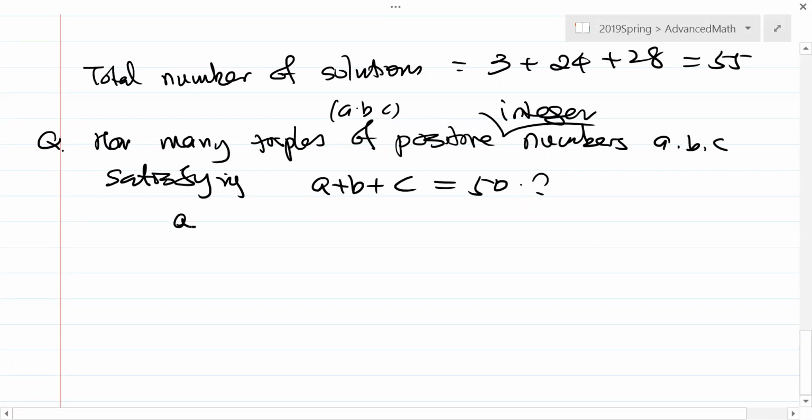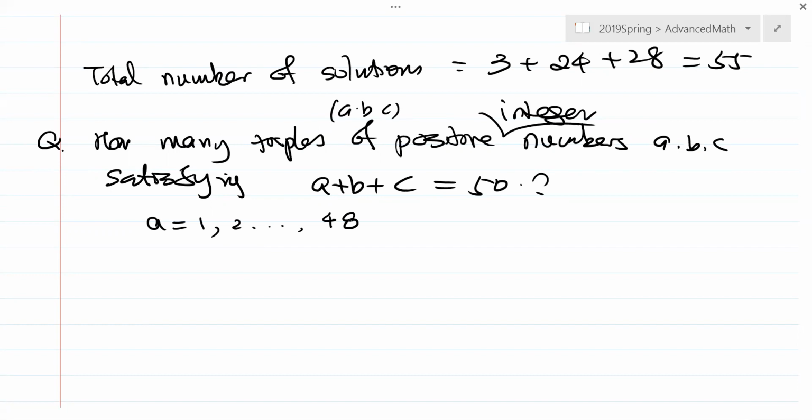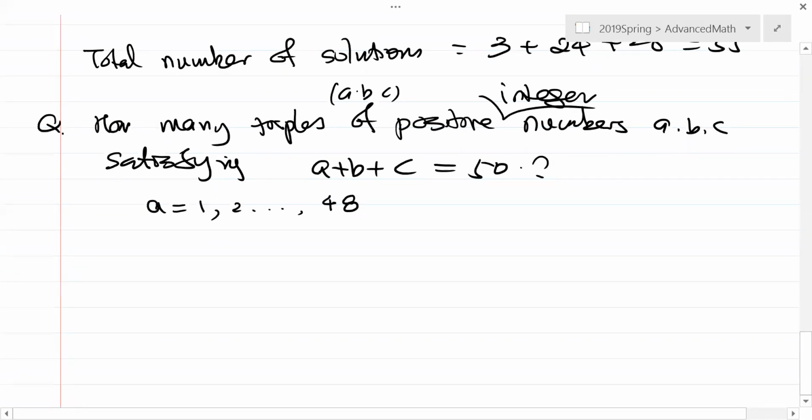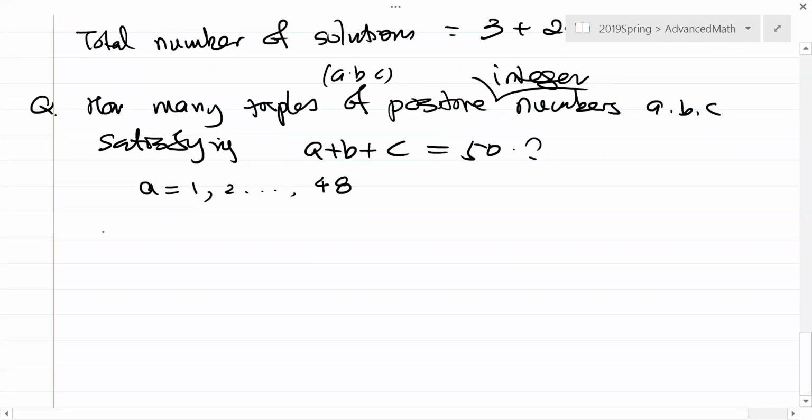Let's just look at A. The smallest possible value for A is 1, I'm pretty sure, right? A is positive, so it must be 1. But A cannot be too large. The largest possible value for A is 48. The reason is if A is 49, B and C cannot be positive because the smallest value for B and C is 1, so 48 plus 1 plus 1 is 50, okay? So you have to look at each case.